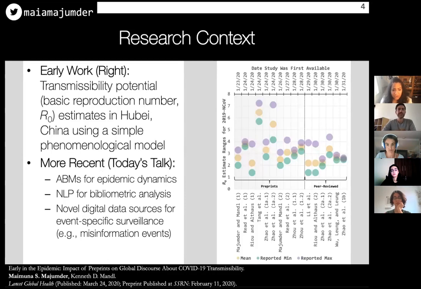Our early work involved assessing the transmissibility potential, often described as the basic reproduction number, or R naught, R sub 0 for short, associated with SARS-CoV-2 in Hubei, China. The basic reproduction number is often defined as the average number of secondary infections caused by a single index case in a fully susceptible population. As a result, it is population specific and varies across contexts, which will be very important to remember as we proceed through this lecture.